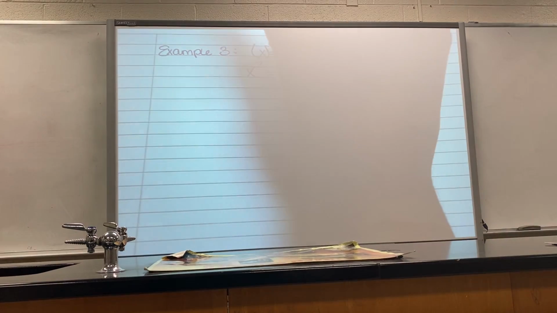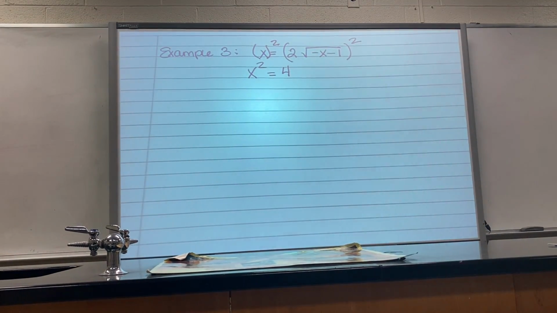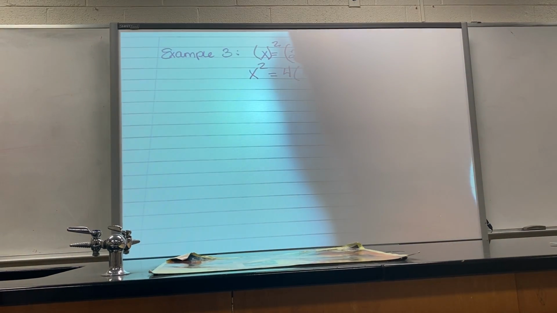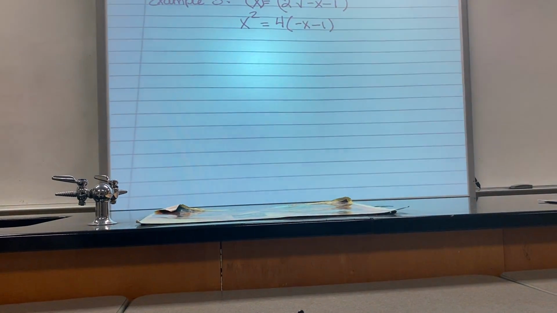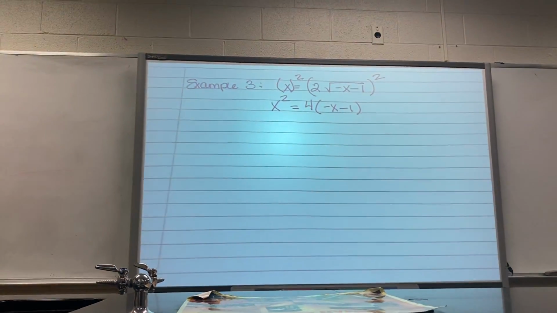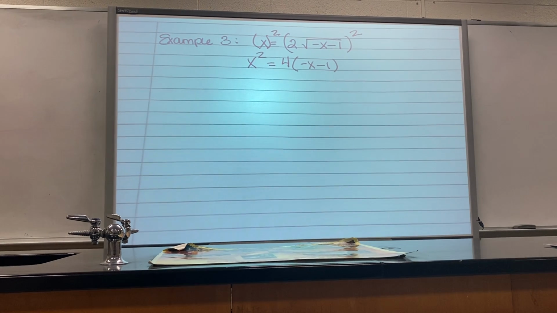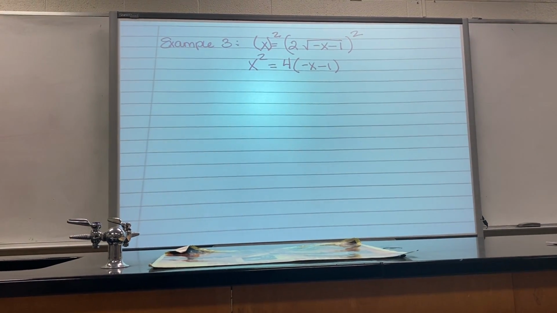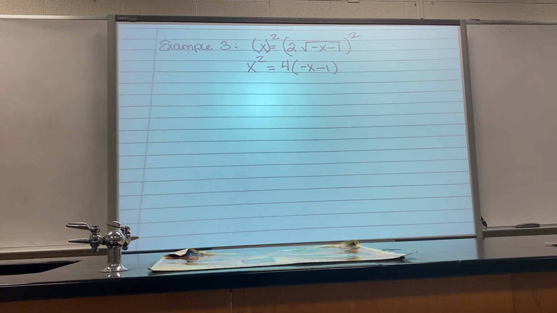So the 2 squared is going to give me 4. Squaring that root is just taking the radical off. So instead, I'm going to put it in parentheses, negative x minus 1. And the reason for that is because the 2 is multiplying that radical. I'm not getting rid of the multiplication there, so I put it in parentheses instead of leaving the radical sign.